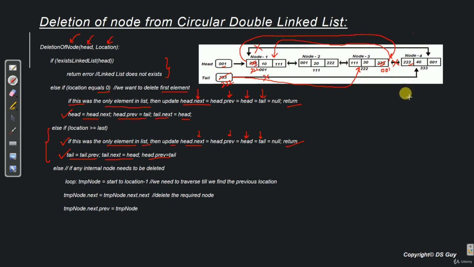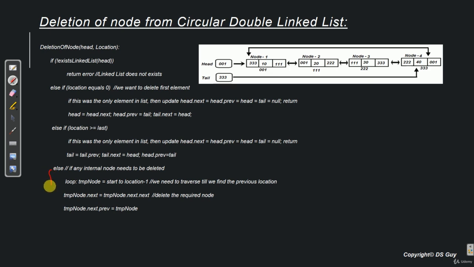Fine. Now let's say we want to delete a node which is neither the first node nor the last node. In that case, how should we do it? In that case, the control goes to the else block. So let's say we want to delete node 3. The control goes to the loop, starts with head and goes till location -1. Now what is location? Location is node 3 that we want to delete.